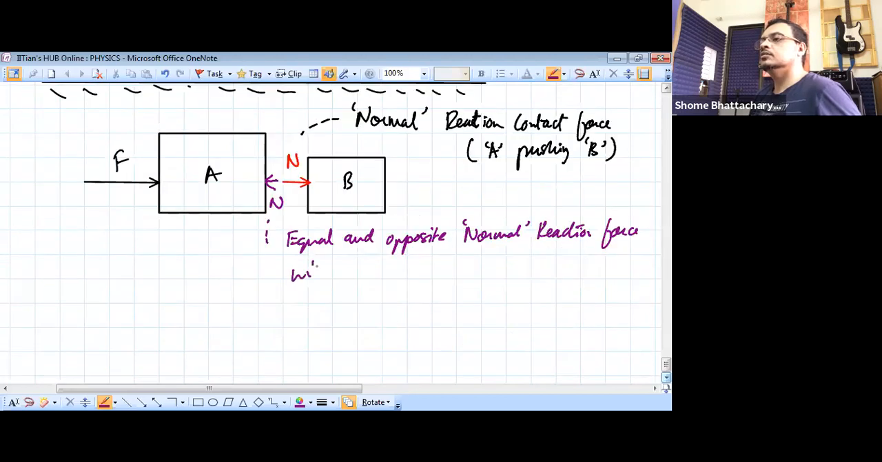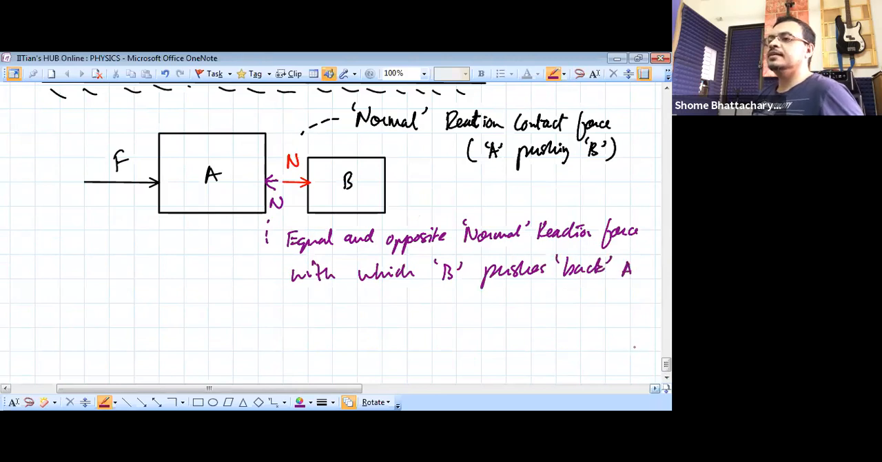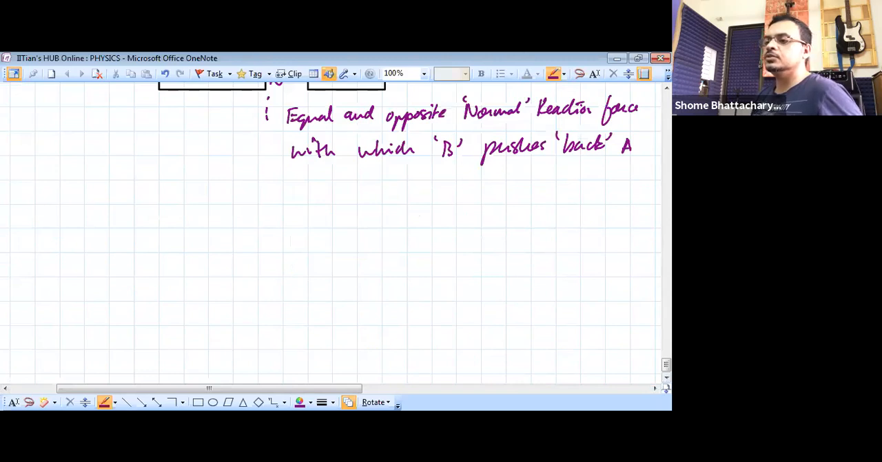with which B pushes back on A. It's just a matter of the diagram I'm showing you separately, but actually what is happening is the two blocks are against each other. So a more accurate way of representing these two things happening together would be something like this.